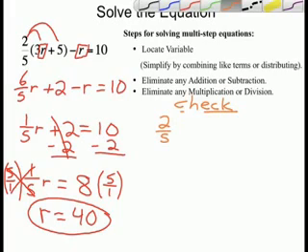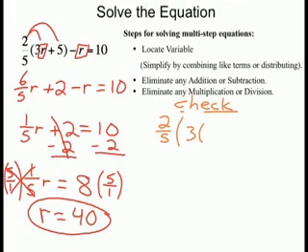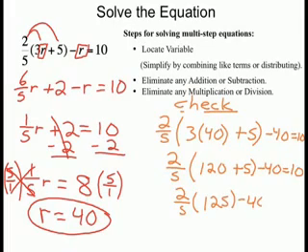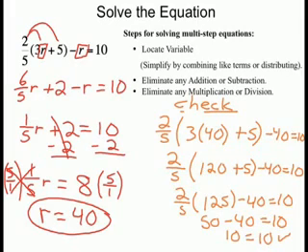Now we must check our solution by substituting 40 back into the original equation for r. So we have 2/5 times the quantity 3 times 40 plus 5 minus 40 equals 10. Now we must go through our order of operations to evaluate the left side. 3 times 40 is 120, plus 5 is 125. So 2/5 times 125 is 50. 50 minus 40 is 10. 10 equals 10. So 40 is a solution.